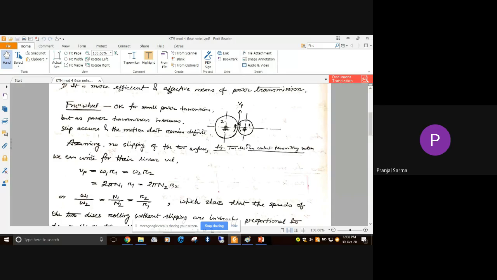So we must know, if we give a certain input, what the output is and how it is going to be. It has to be predictable and we should be able to know it. That kind of requirement is there. But with friction wheels, whenever we go for higher power transmission, slip will be there and the motion from one to the other will not be definite. Okay, so now for analyzing purposes, how can we analyze them very simply?